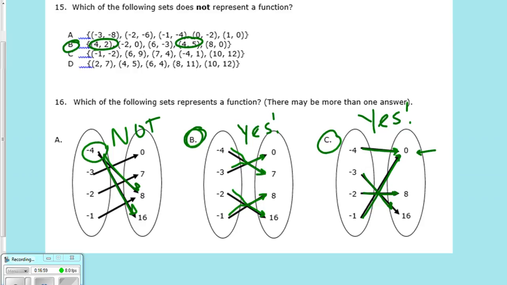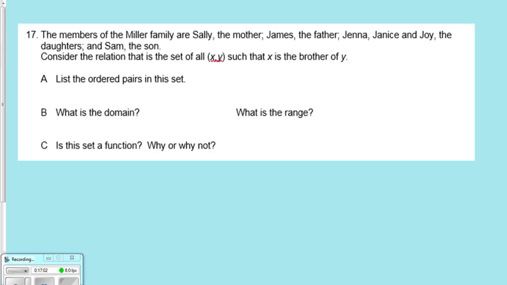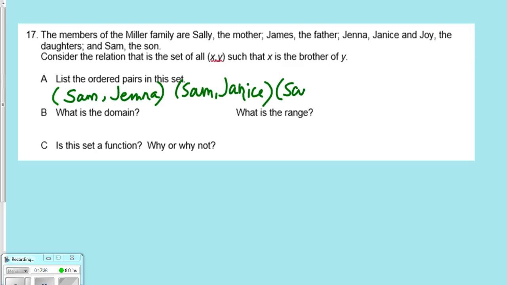Few more things. This one's kind of an interesting problem, helps you think outside the box a little bit. The members of the Miller family are Sally, the mother, James, the father, Jenna, Janice, and Joy, the daughters, and Sam, the son. Let's consider the relation that is the set of all xy such that x is the brother of y. That's a bunch of fancy talk for just saying, write the points where x is the brother of y. Well, the only brother we have is Sam, so Sam is the brother of Jenna. Sam is the brother of Janice. And Sam is the brother of Joy. Okay, so we have three ordered pairs in this set.